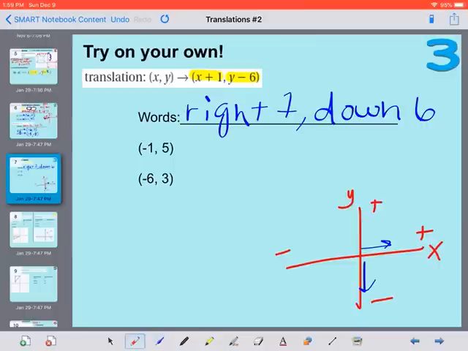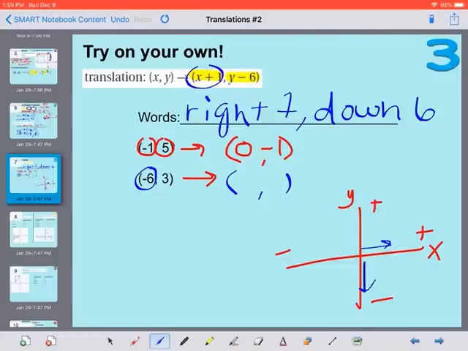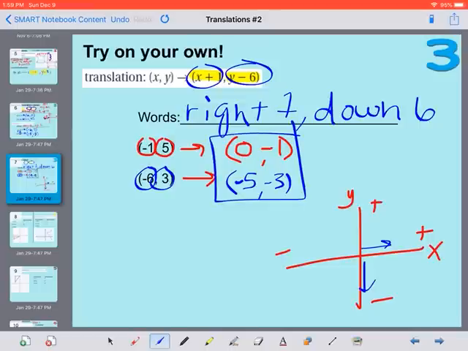So let's write this out. From this point to our new coordinate, at negative 1, we have to add 1, so that gives us 0. Negative 1 plus positive 1 is 0. My y-coordinate, we're at 5. We need to subtract 6, so now we're at negative 1. And then my second point, negative 6 plus 1 gives us negative 5. And then 3, we have to subtract 6, it gives us negative 3. So these are our new points that we would have plotted.